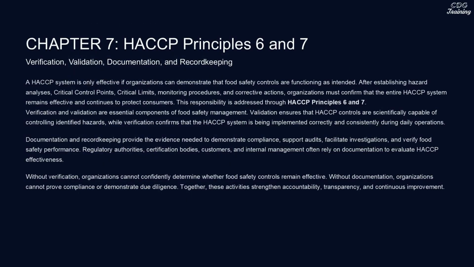A HACCP system is only effective if organizations can demonstrate that food safety controls are functioning as intended. After establishing hazard analyses, critical control points, critical limits, monitoring procedures, and corrective actions, organizations must confirm that the entire HACCP system remains effective and continues to protect consumers.